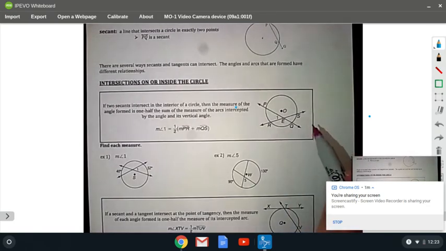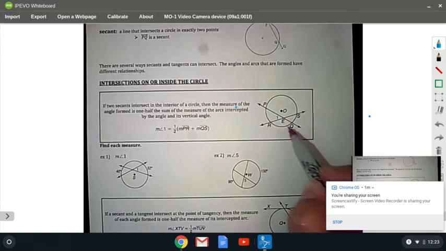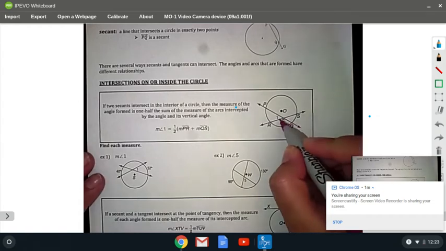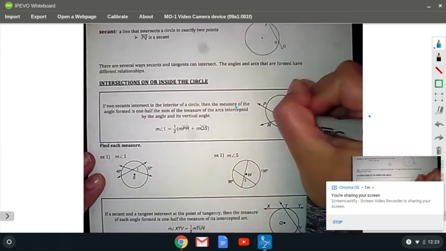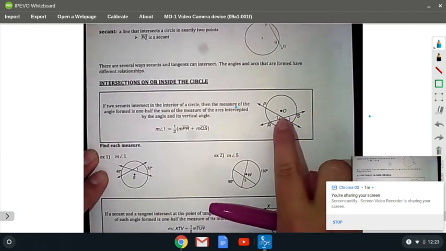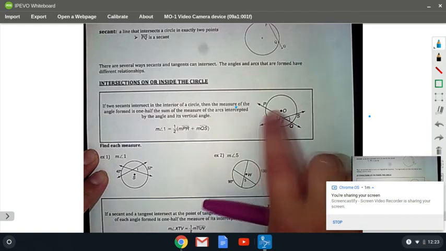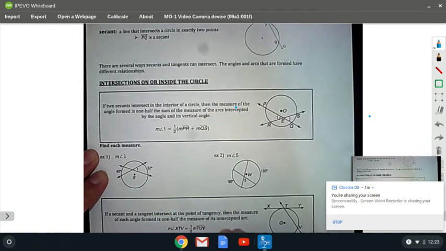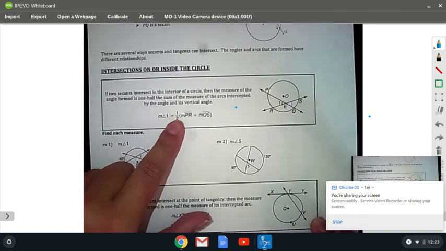If this is happening, it's two secants intersecting in the interior of a circle. If this happens, the measure of the angle formed is 1/2 of the sum of the two measures of the arcs. So this angle 1, and obviously this is also equal to angle 1. Those are vertical angles, just pointing that out. The measure of that angle is 1/2 of arc PR plus arc SQ, okay? So that's a basic formula for you here.